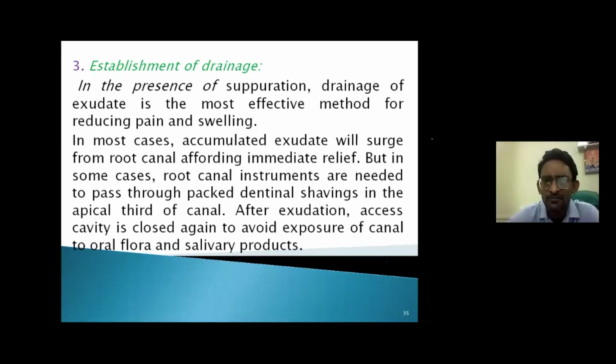Establishment of the drainage of pus. In the presence of pus or suppuration, drainage of exudate is the most effective method for reducing pain and swelling of the patient. In most cases, accumulated exudate will surge from the root canal, affording immediate relief. But in some cases, root canal instruments are needed to pass through packed dentinal shavings in the apical third of the canal.